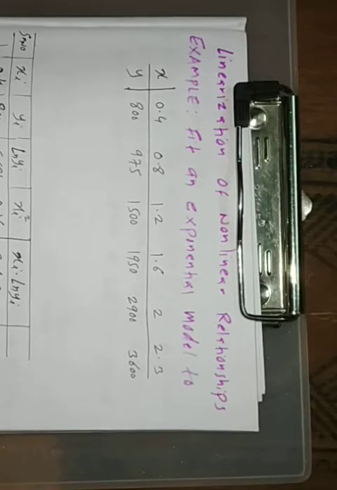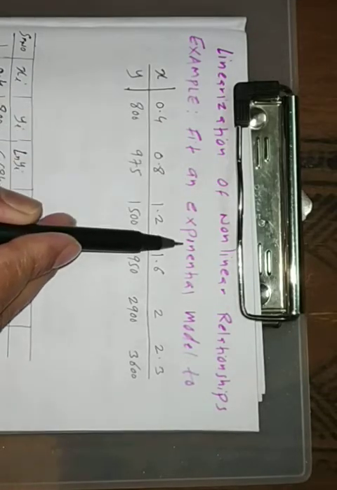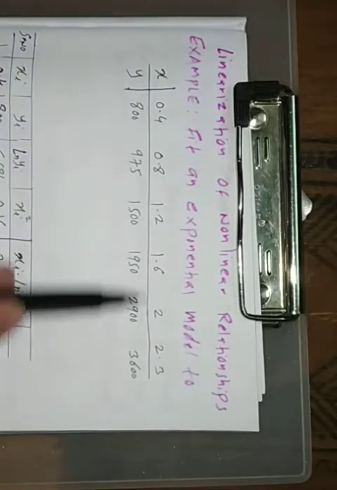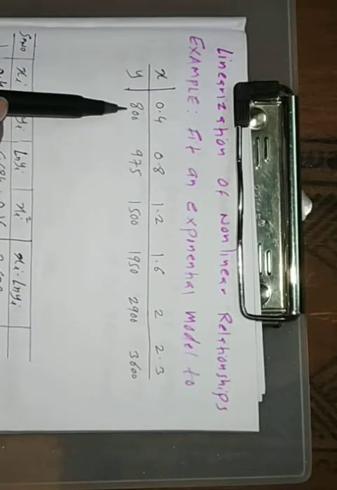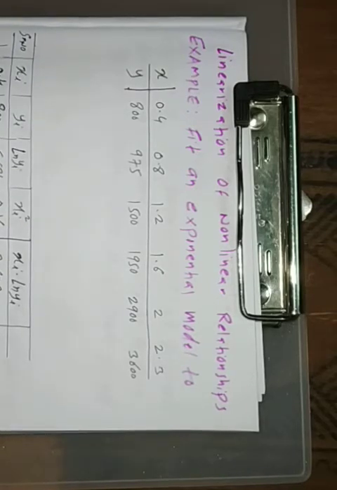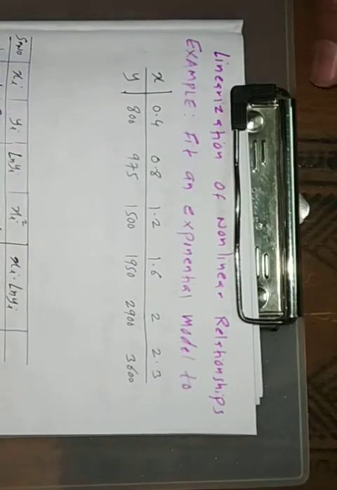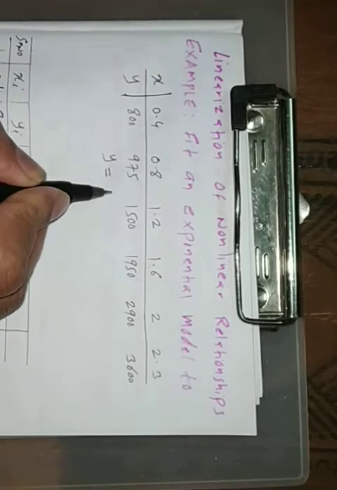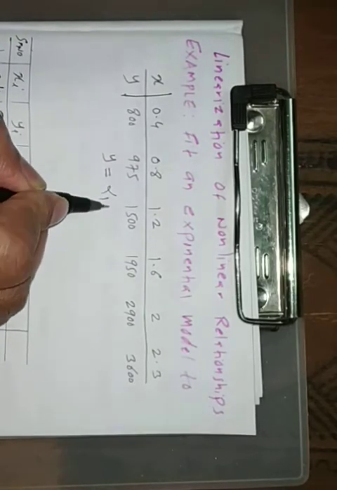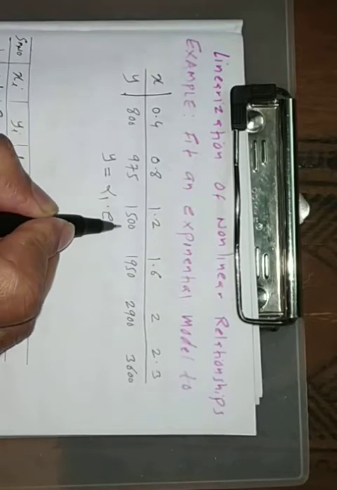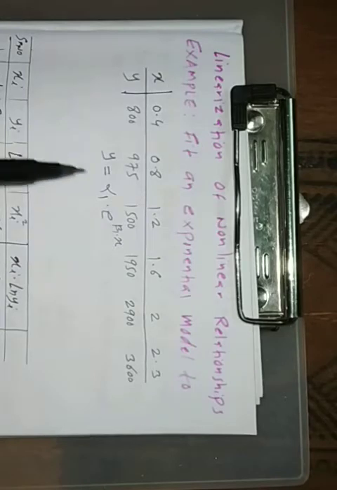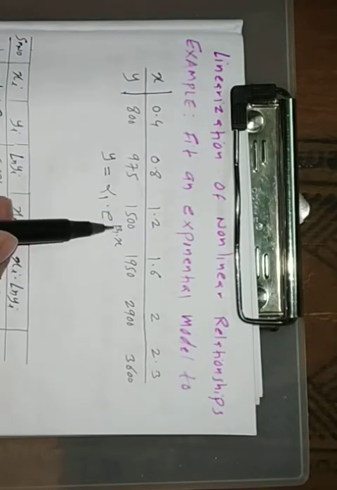So now we will solve one example here. Fit an exponential model to this given data. X is given 0.4 up to 2.3 and y is given 800 up to 3600. So now exponential equation means y is equal to alpha 1 e raised to beta 1 into x. So our aim is to find out alpha 1 and beta 1.